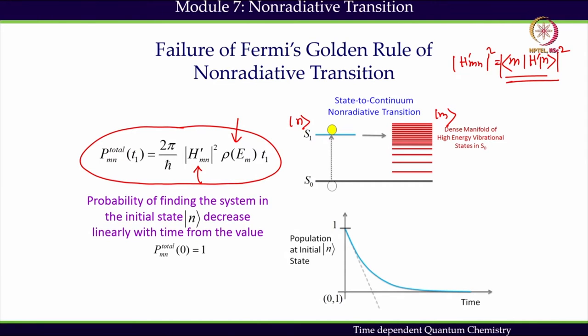And we also assume that this t1, this time, is coming because we assume that the interaction started at t equals 0 and was turned off at t equals t1, and that is why we are checking the total probability of transition, or in other words, the total population in the final state at time t1.